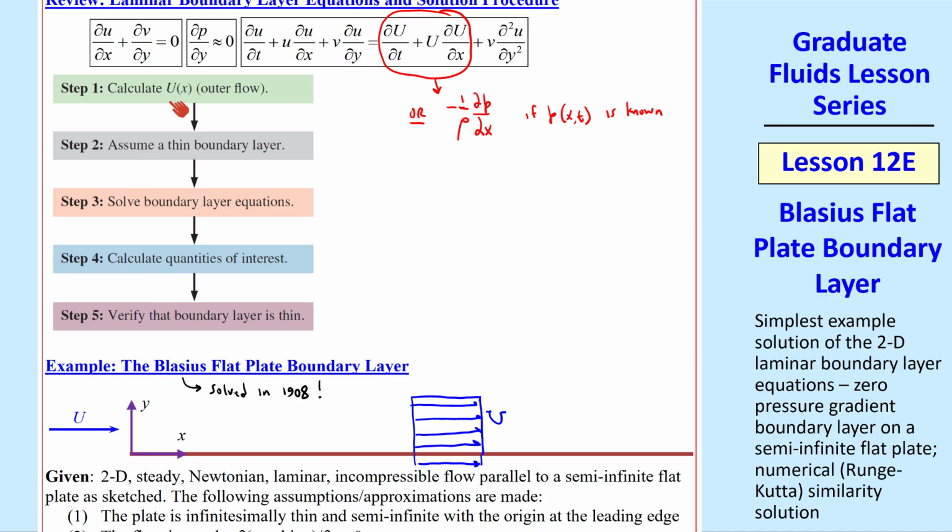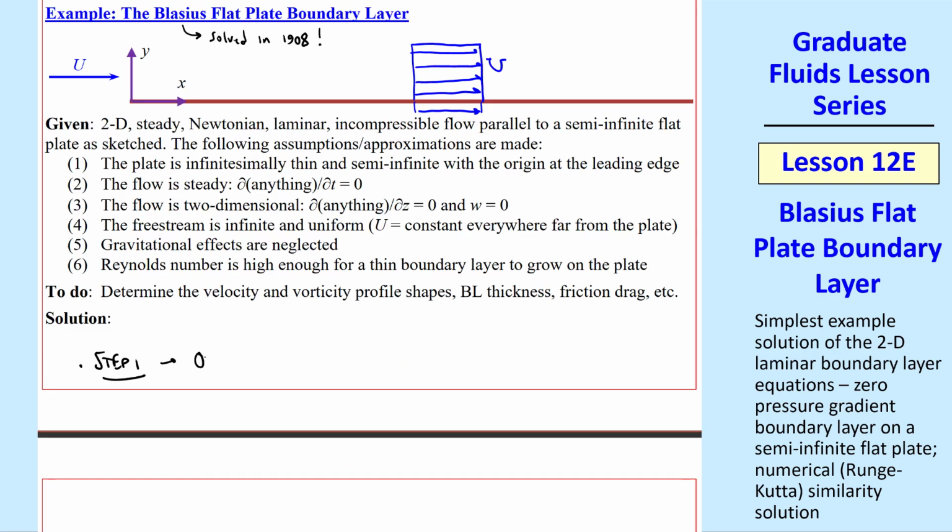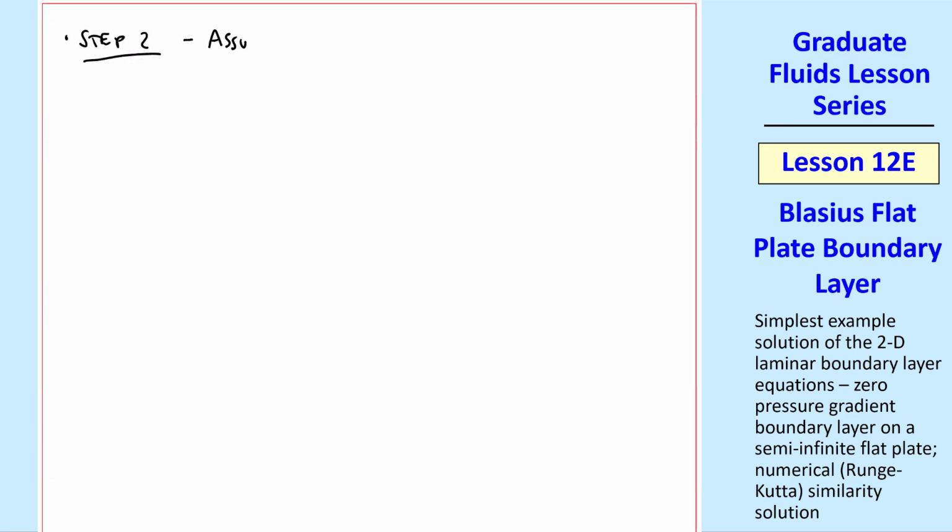The first step is to calculate the outer flow. Well, we've already done that, namely U of x and time in general is just U, which is a constant everywhere. And to transform this outer flow into our boundary layer coordinate system is also trivial, since the boundary layer coordinate system is the same as our Cartesian coordinate system that gives us this potential flow. Thus, step 1 is finished. Step 2 is to assume a thin boundary layer, the key being that it does not affect the outer flow.